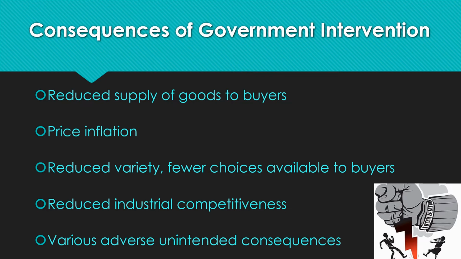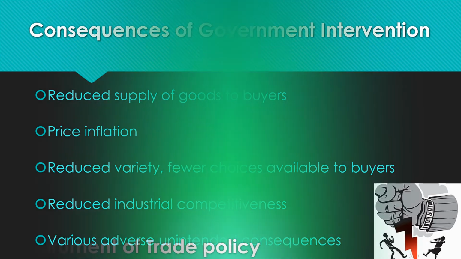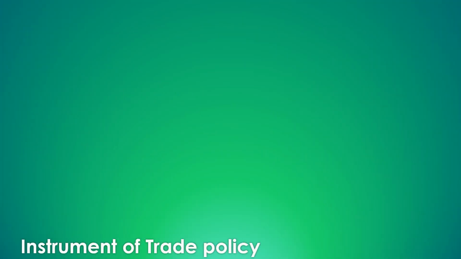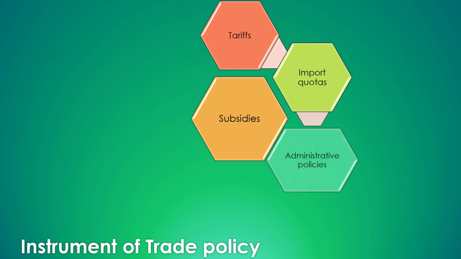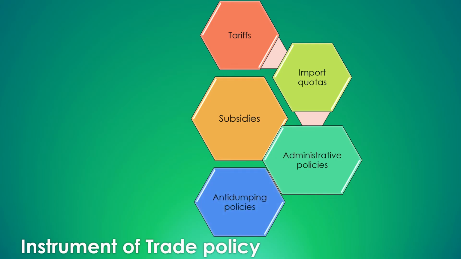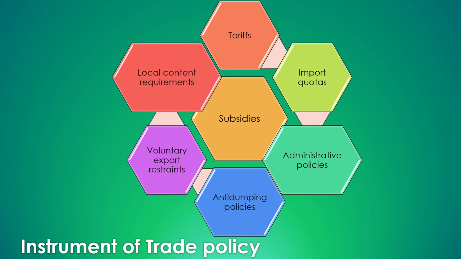If a particular country stops exporting, there are many other countries to catch up in the vacant area. Government is using different instruments of trade policy for government intervention, such as subsidies, tariffs, import quotas, administrative policies, anti-dumping policies, voluntary export restraints, as well as local content requirements.